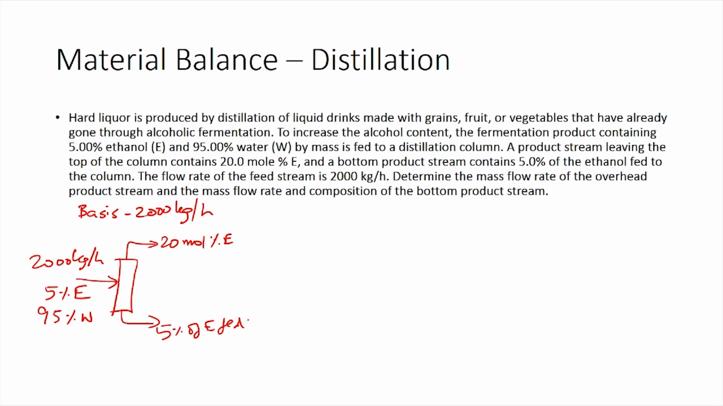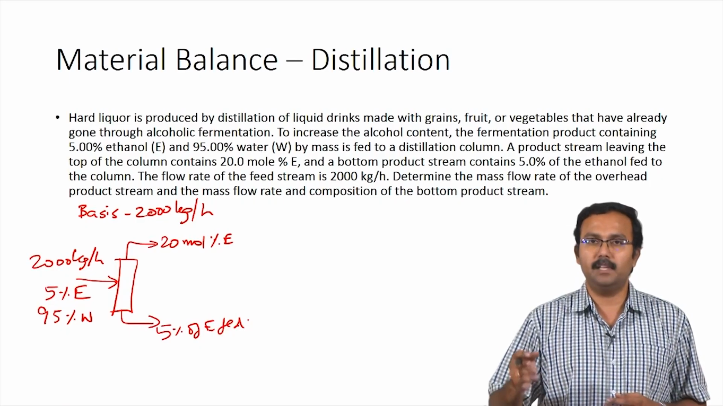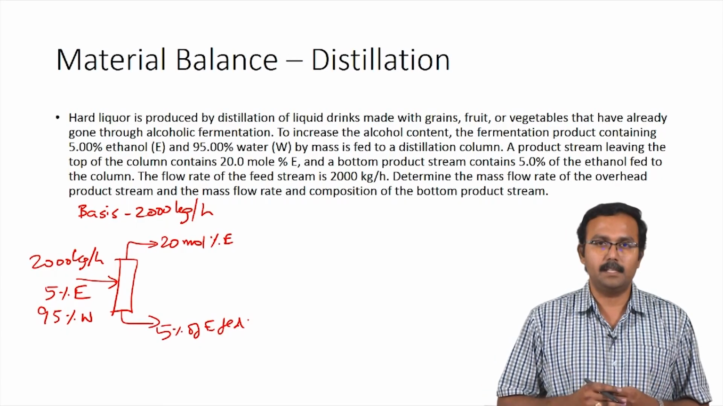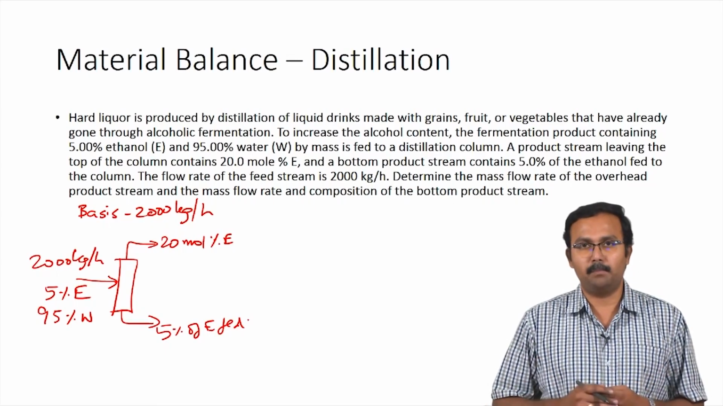So to avoid confusion, we need to convert one of these to the other so that calculations become easier. In this case, I have chosen to convert the mole percentage of the distillate into mass percentage. How do we go about doing this? We have already seen an example problem.